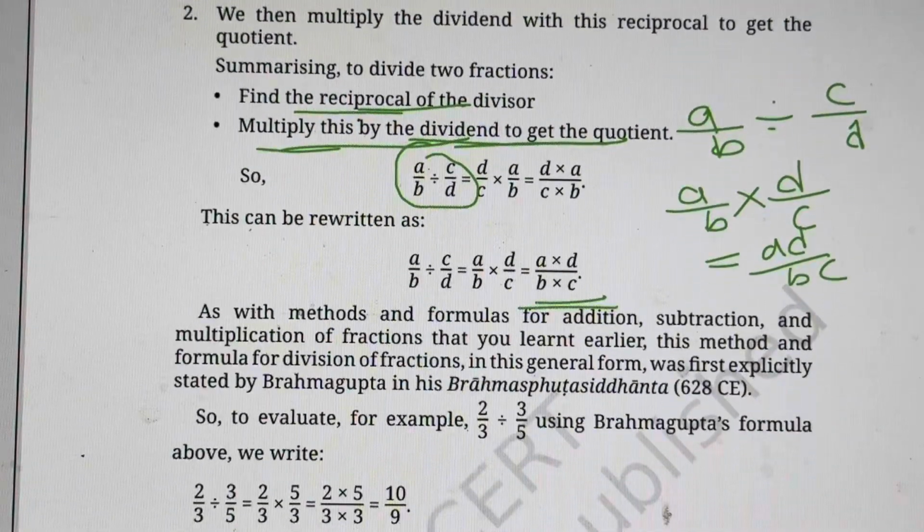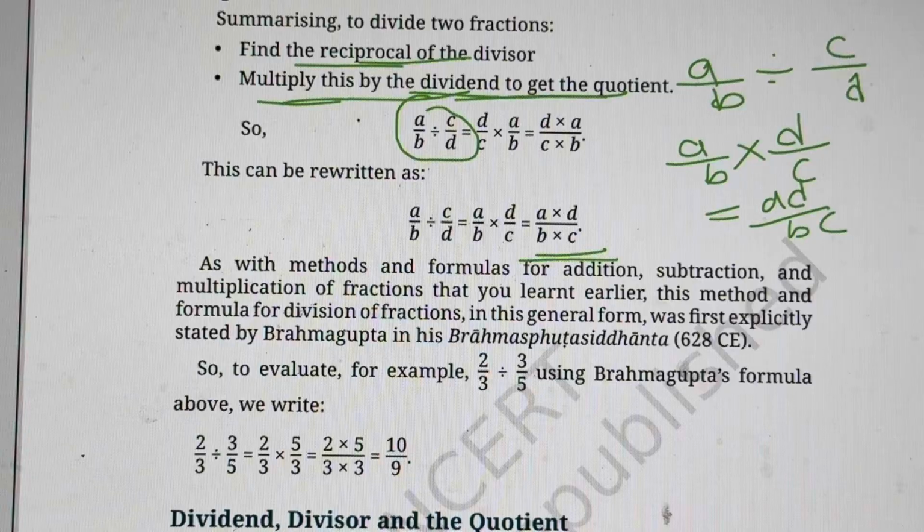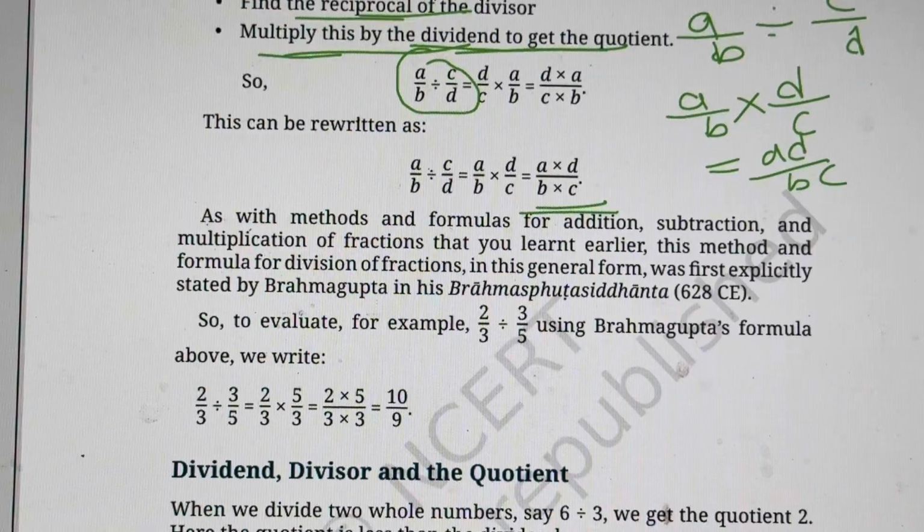So, as with the methods and formulas for addition, subtraction and multiplication of fractions that you learnt earlier, this method or formula for division of fractions in general form was first explicitly stated by Brahmagupta, again in the Brahmasphutasiddhanta, in 628 CE.